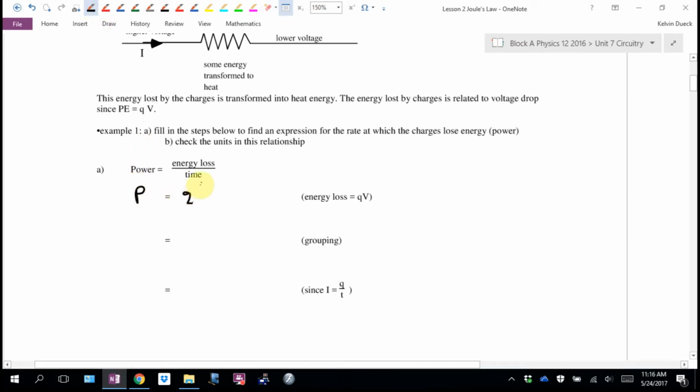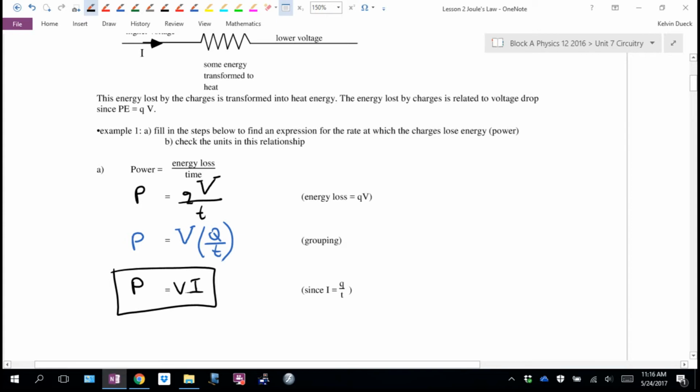Power is going to be QV over T. Power equals, I'm going to move the V to the front, and I'm going to group the Q and the T together. I made it a big Q just because. Hey, what's Q over T? Check your formula sheet from this unit. Current. This is Joule's law.